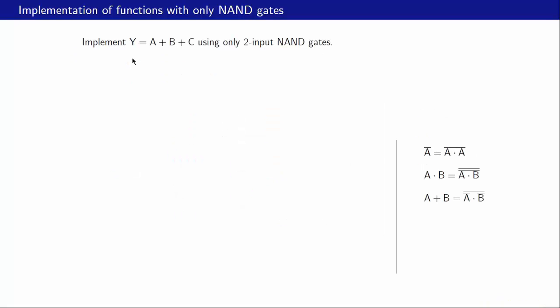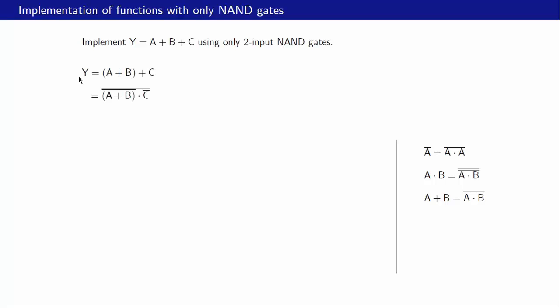Next example, implement Y equal to A plus B plus C using only 2 input NAND gates. So now we have this restriction. We can use NAND gates with 2 inputs only. Alright, and here are our equations once again for implementation of the NOT, AND and OR operations using NAND gates.